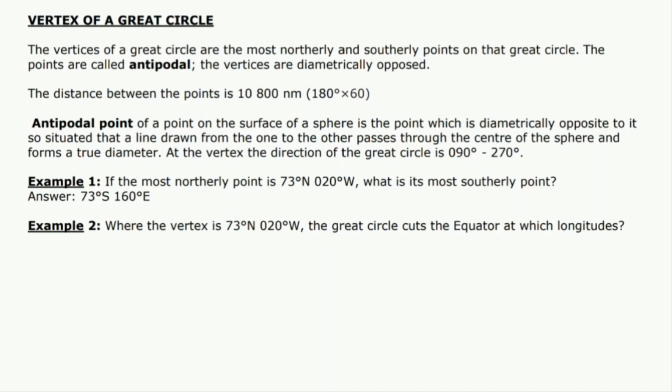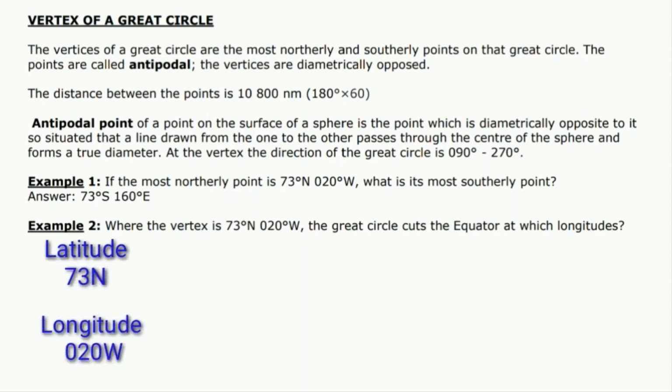Hey guys, so now I will take an example. This is very important for the DGC examination. In this question, one vertex is given: 73 degrees north, that will be the latitude, and 020 degrees west, that will be the longitude. Then the question asks what is the southern vertex. Guys, as we know, vertices have 2 points.